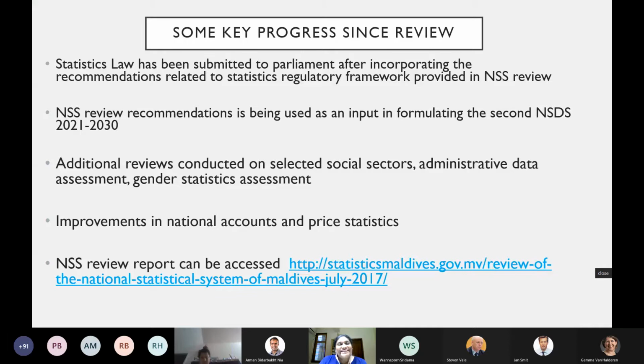We also did additional reviews in some areas highlighted in this review, like the administrative data assessment. Also, we did some assessments on key social sector areas, and a gender statistics assessment together with PARIS21, and we are highlighting a lot on integrating gender into the national statistical system and how it can be incorporated into the NSDS that we are now developing. There were also improvements in national accounts and price statistics. Many of the things that were highlighted have actually been improved after we did the review. If anybody is interested, you can access the whole review report using our Statistics Maldives website link. Thank you very much.